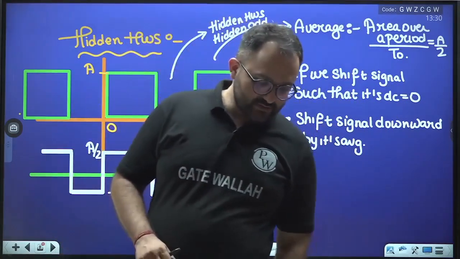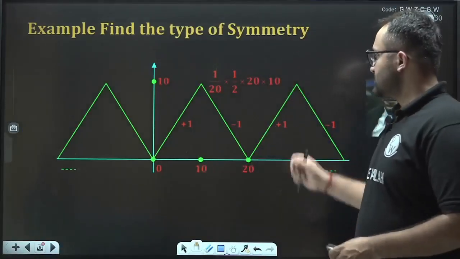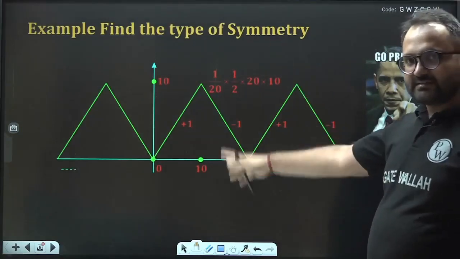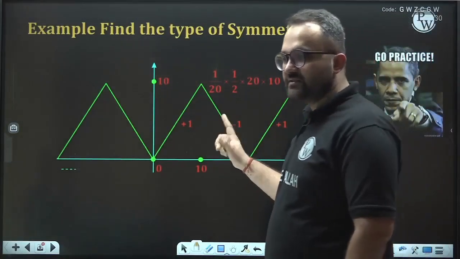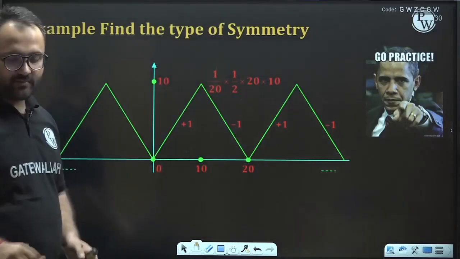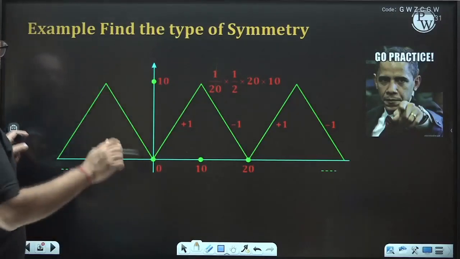Let's see a few examples and then I'll tell you one more concept. Okay, suppose this signal is there. So first of all, let us find out whether this signal has any symmetry. Yes, this signal has even symmetry. We can see that this signal is symmetric about this amplitude axis, this y axis. So this signal is even.